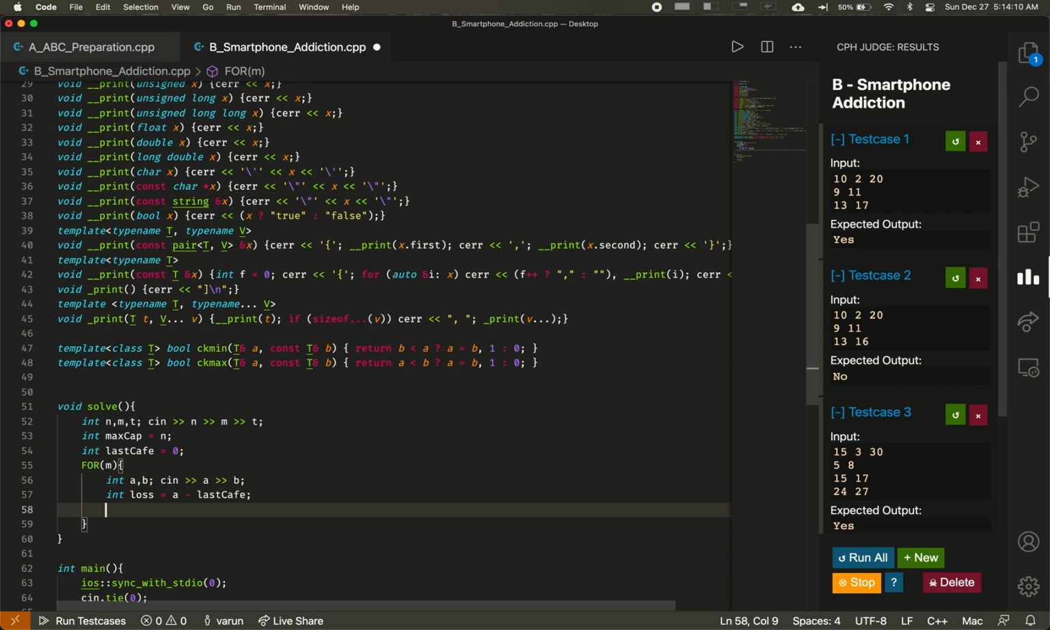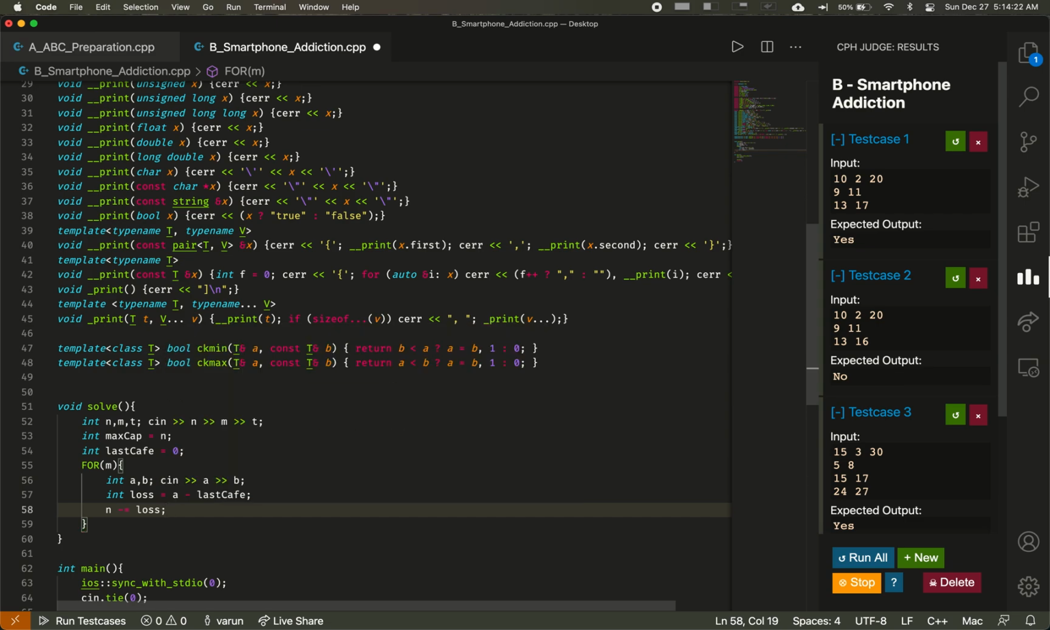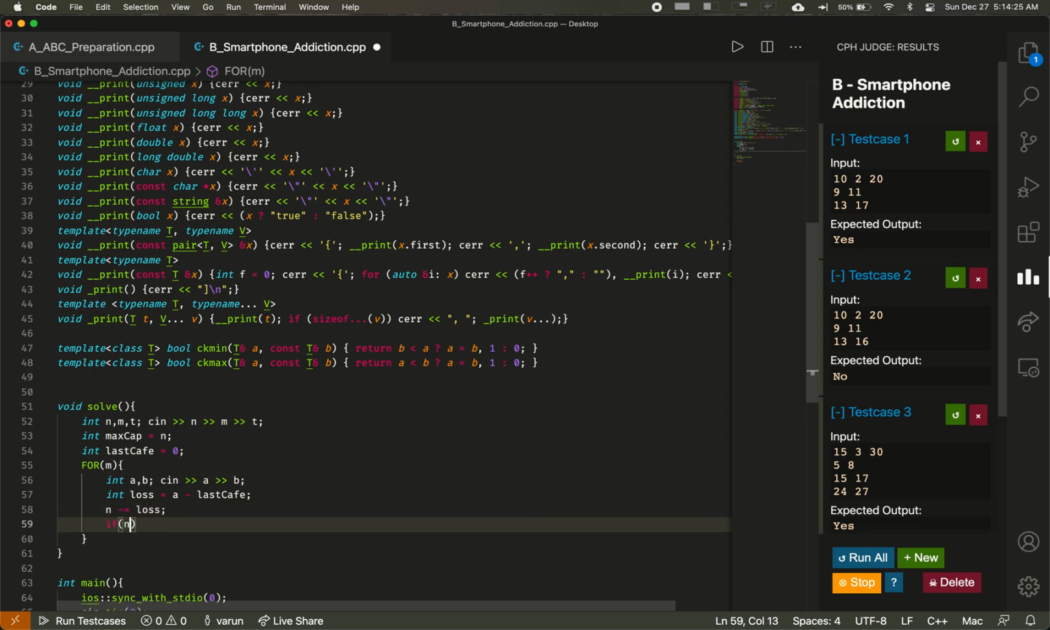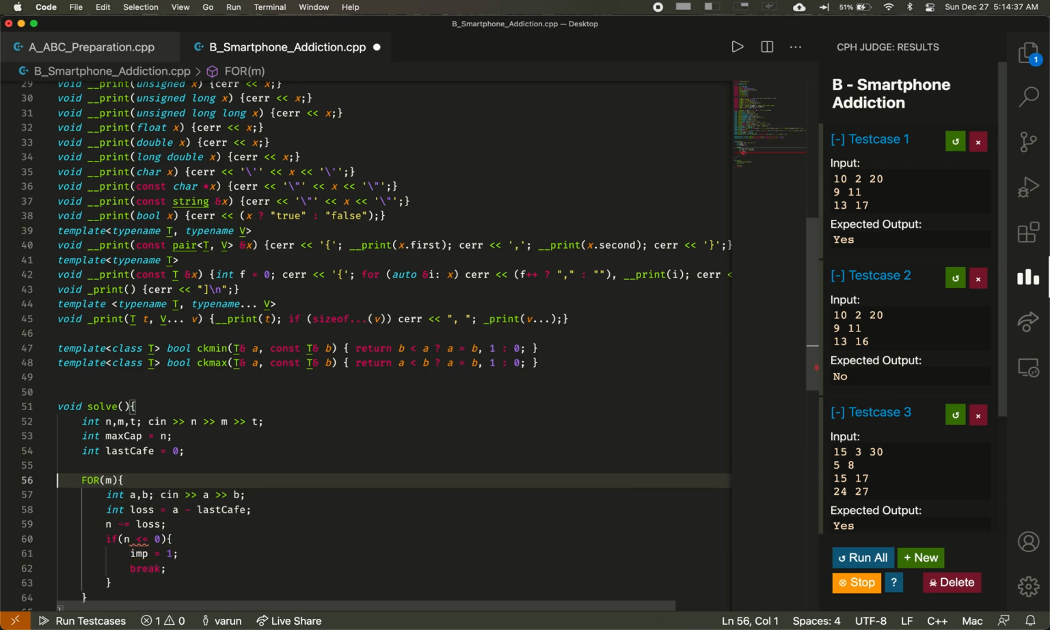So let's change the value of n, which will be his current battery charge. In this time period, he will lose a certain amount of battery. If the value of n ever becomes less than or equal to 0, then we know it's impossible. So let's make a variable for impossible, and initially we say it's possible. Over here we know it's not possible.